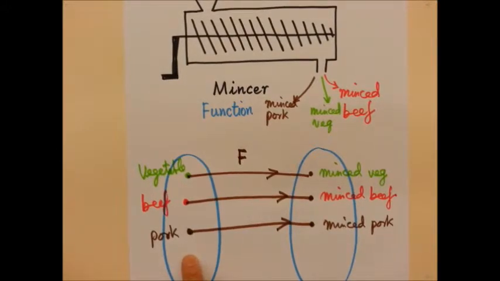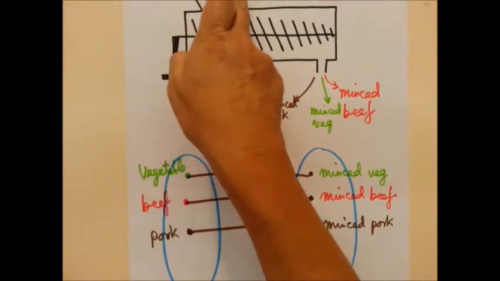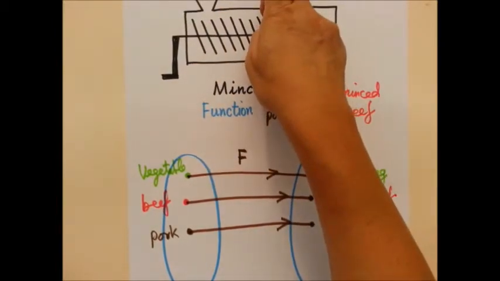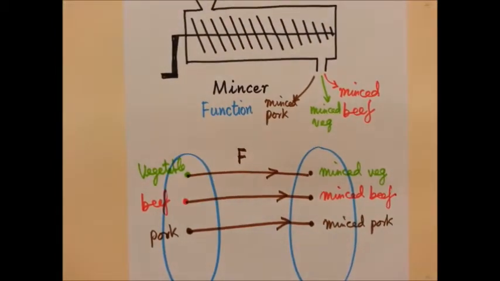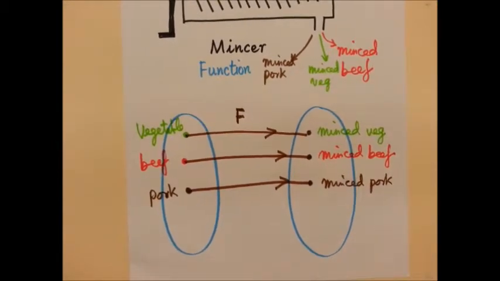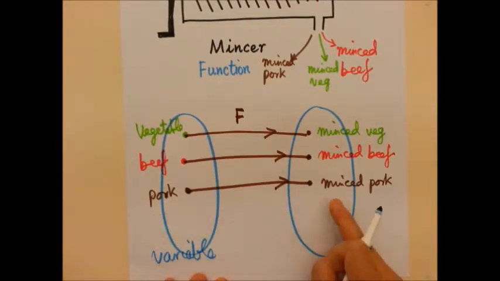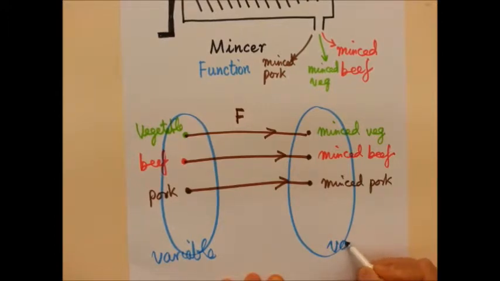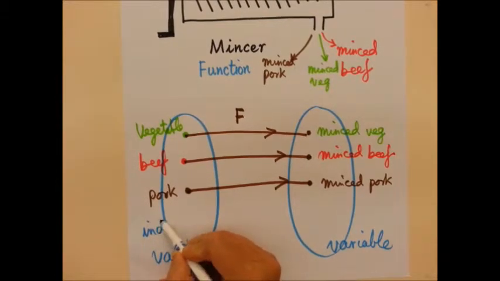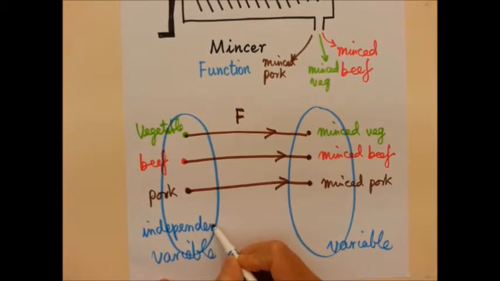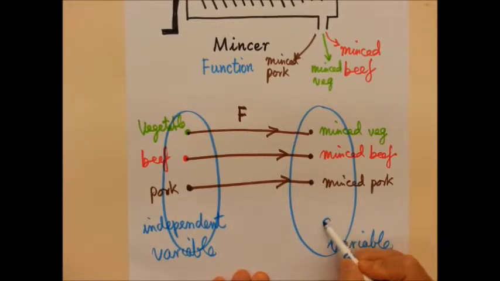And how about these things? You can put the pork, you can put the beef, you can put the vegetable, it can change. So we say this is the variable. Here is the variable. That means changeable. When you change these things, of course, the output will be changed. It is also variable. And this is the independent variable. And here is the dependent variable.